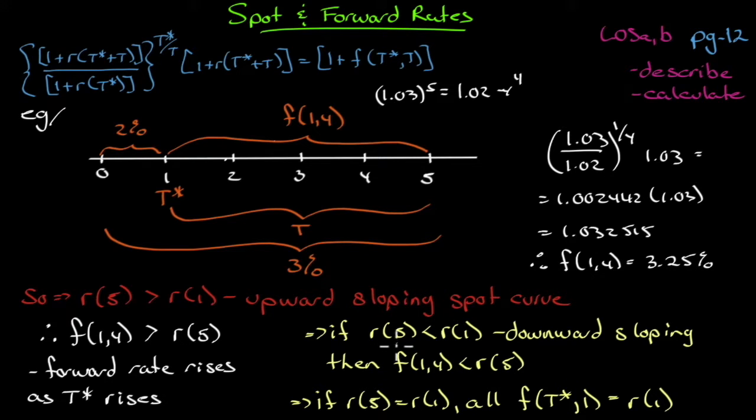If it were downward sloping, if R5, our 3% here, were less than R1, so let's flip it around, let's say this were 2% and this were 3%, we have a downward sloping curve, then the forward rate we would have gotten would have been below R5, below the 2% if it were reversed. If R5 equals R1, what we're saying is that we have a flat spot curve, a flat yield curve. The forward curve will be flat, and the forward curve will equal the spot curve. All the forward rates will equal the same spot rate as R1, R2, R3 onwards.